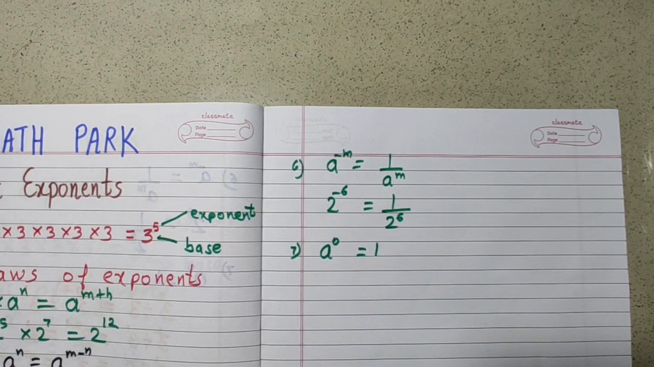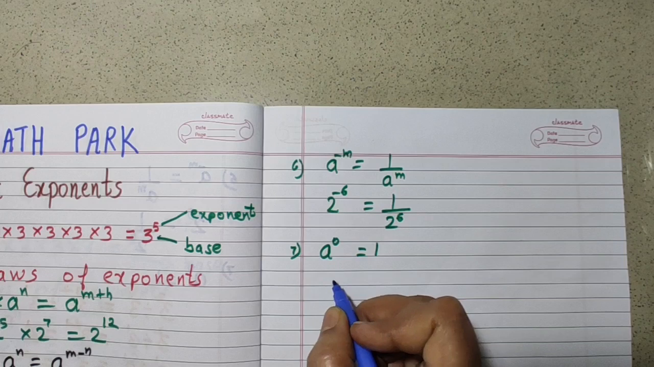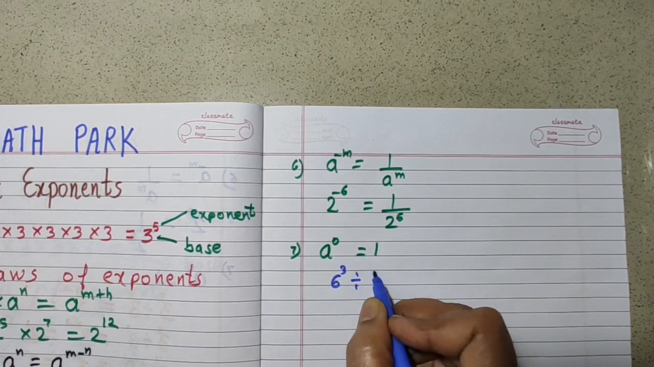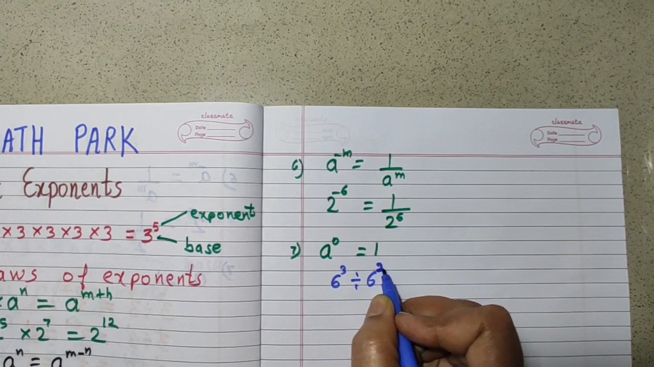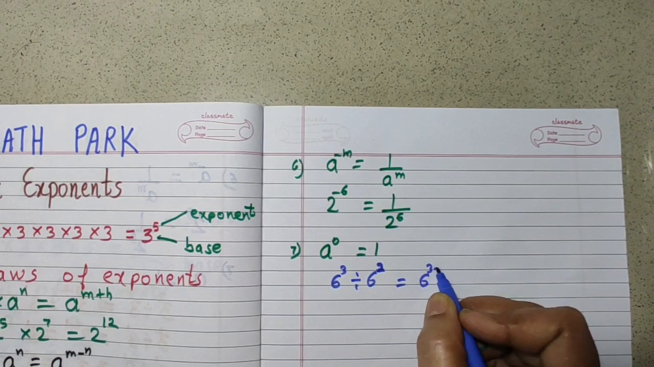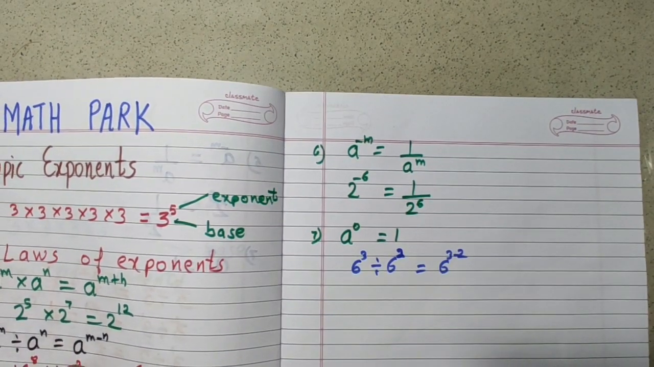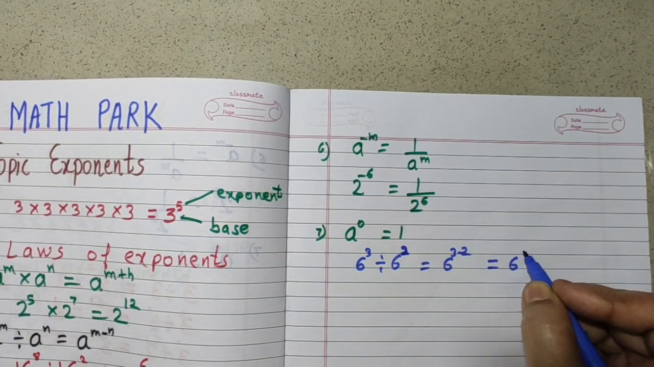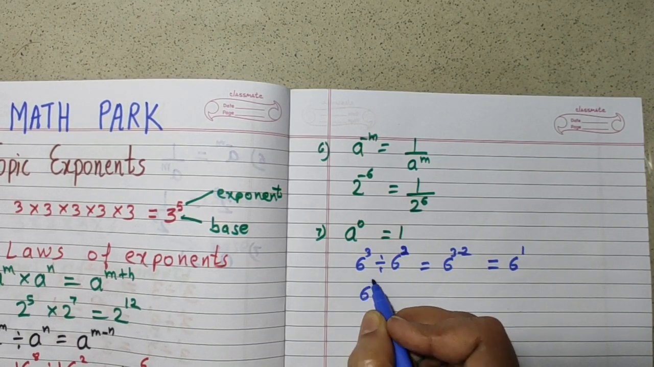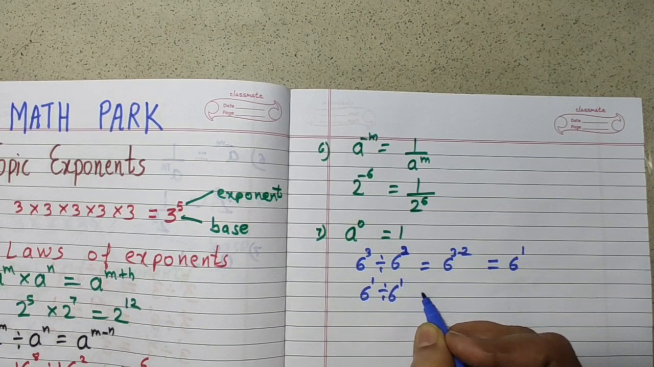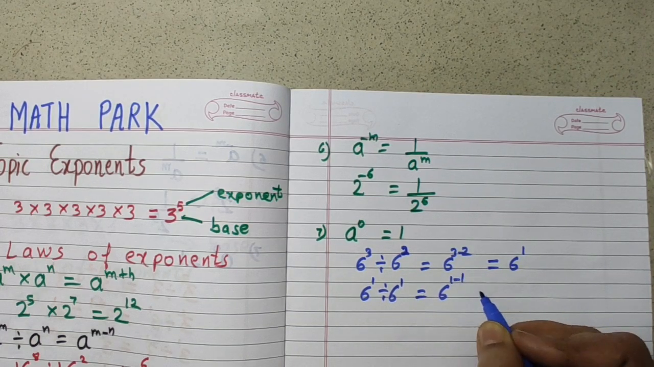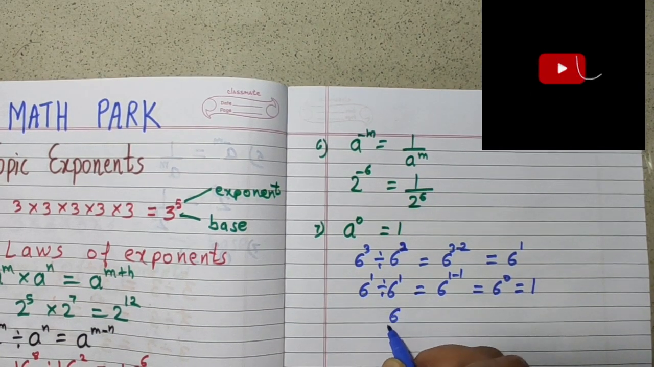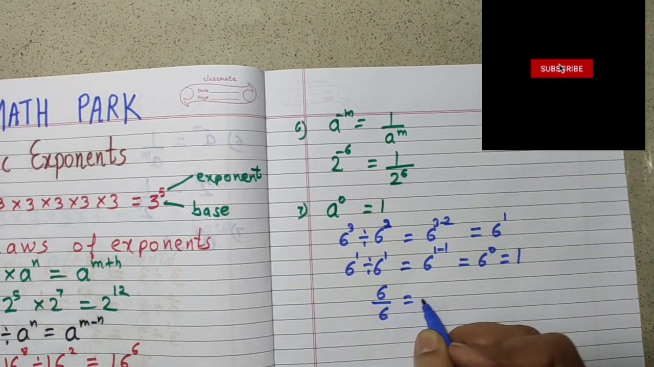To understand this law better, let us take an example. Let's say 6 raised to 3. If I have to divide by 6 raised to 2, you get 6 raised to 3 minus 2 using our second law, a raised to m divided by a raised to n is equal to a raised to m minus n. You get 6 raised to 3 minus 2, which is 1. Say if I have to do 6 raised to 1 divided by 6 raised to 1, which is 6 raised to 1 minus 1, which is 6 raised to 0, and which is 1. 6 raised to 1 is 6 upon 6, which is equal to 1.